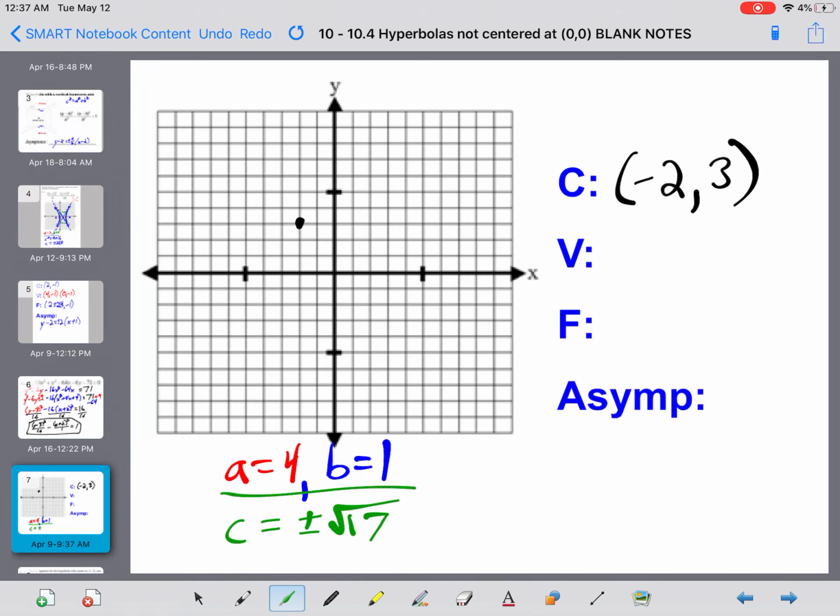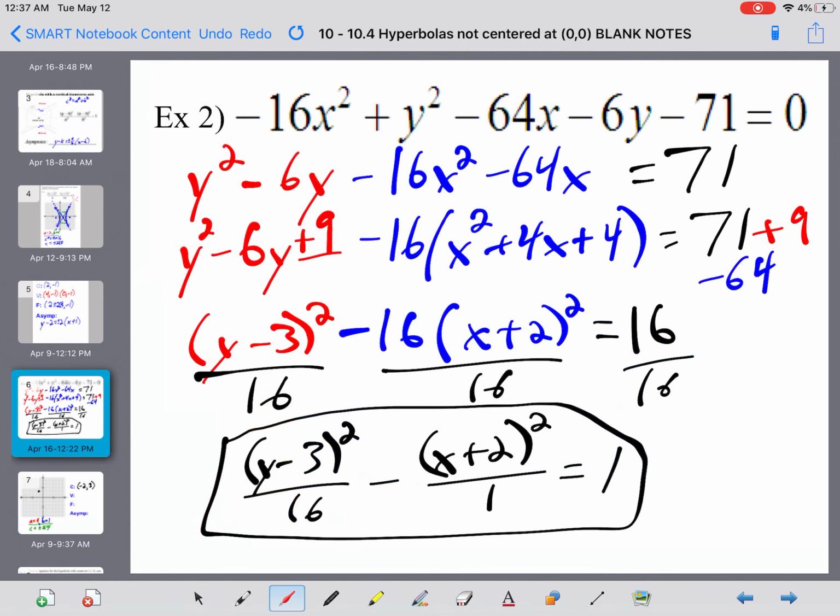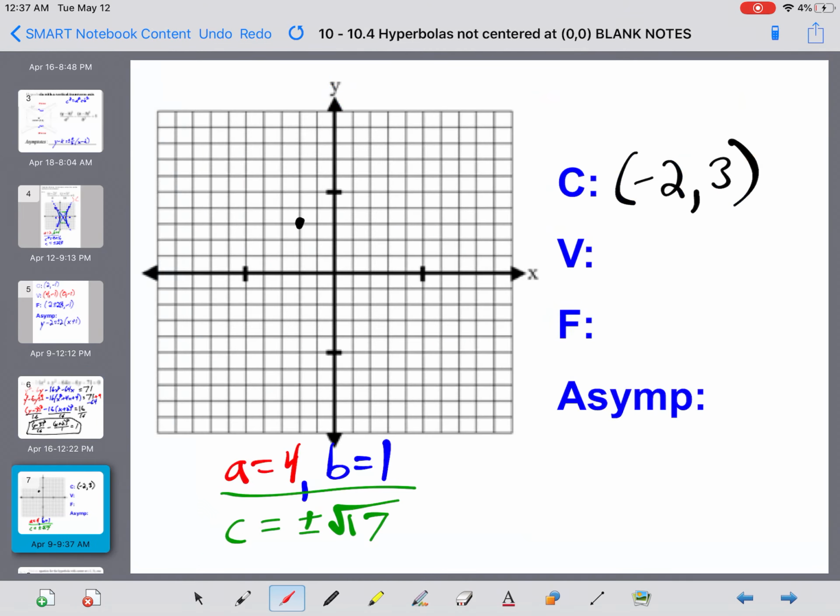That gives me 17. If I square root both sides, plus or minus the square root of 17. Okay, so let's go back and graph these vertices. Because this was a y squared out front, in my head I'm thinking my hyperbola is going to have 2 branches, one going up, one going down. That means my vertices are going to be above and below the center.